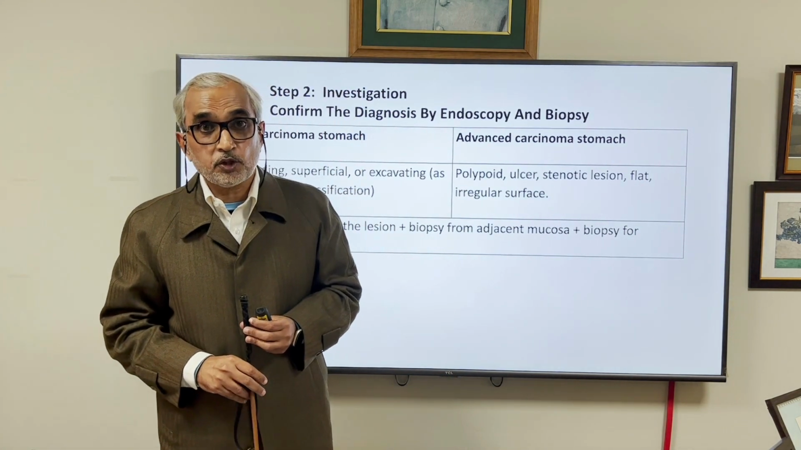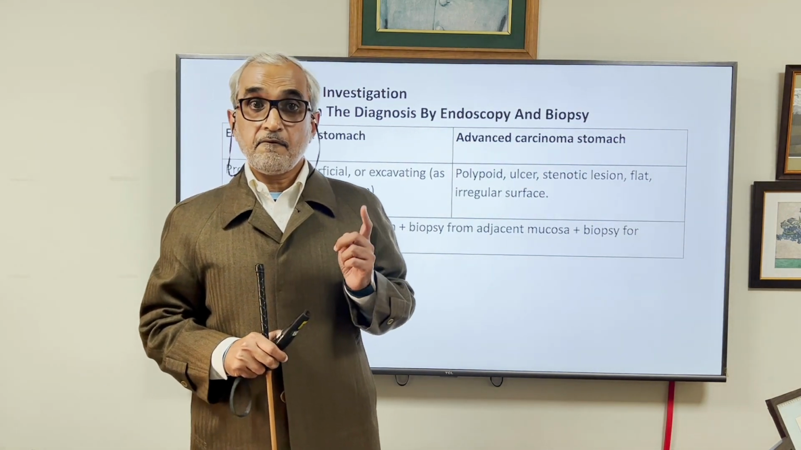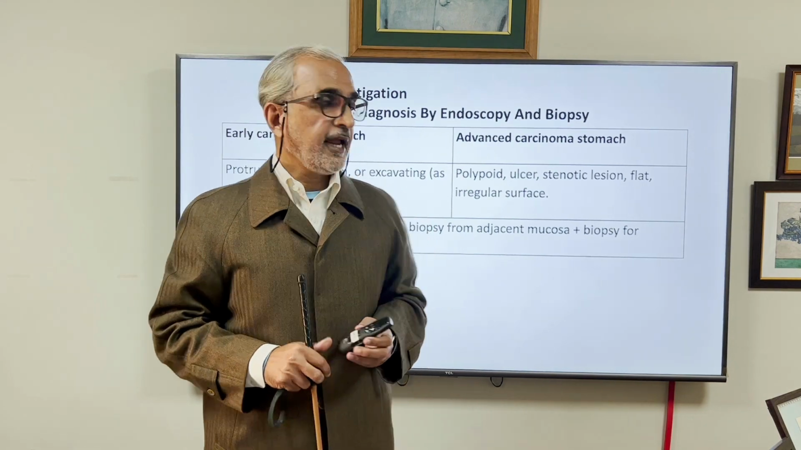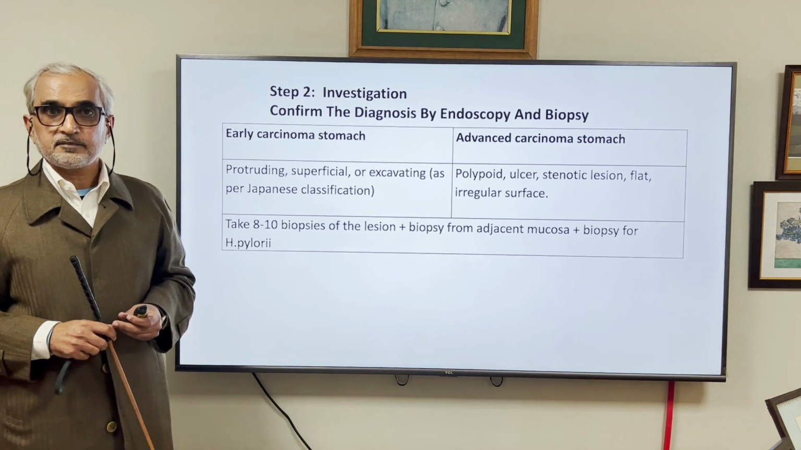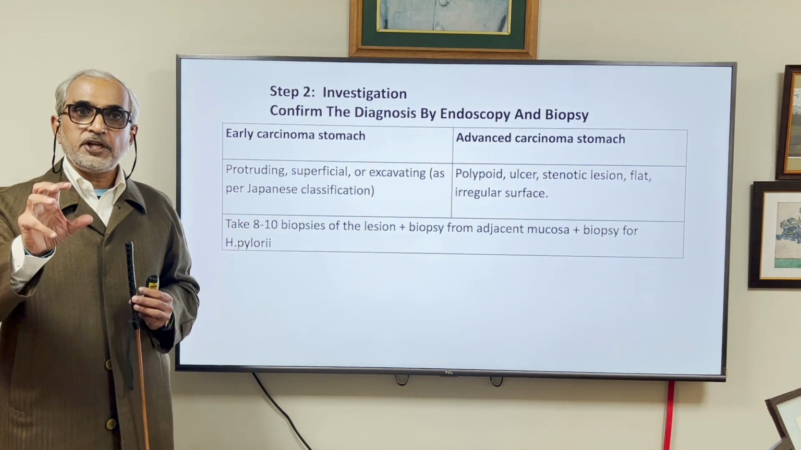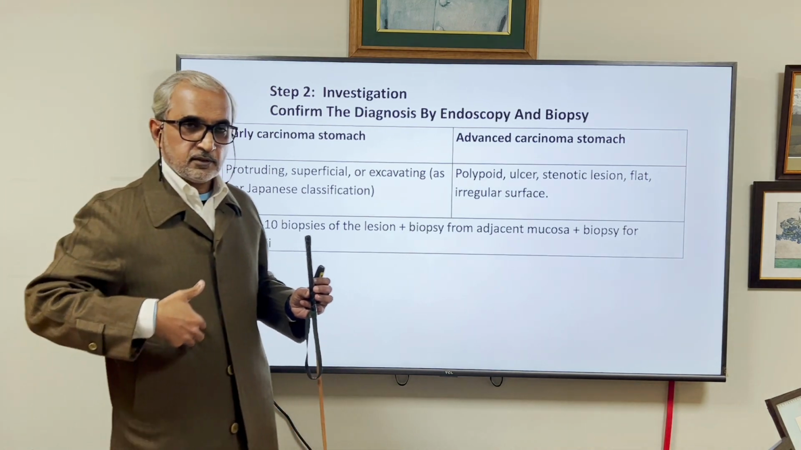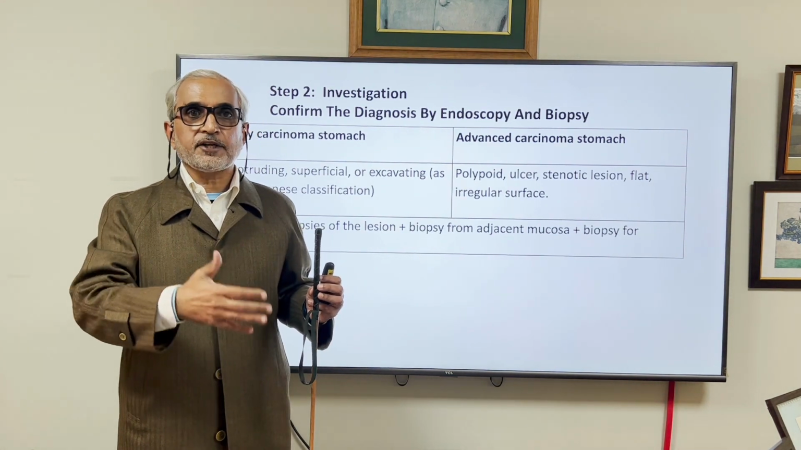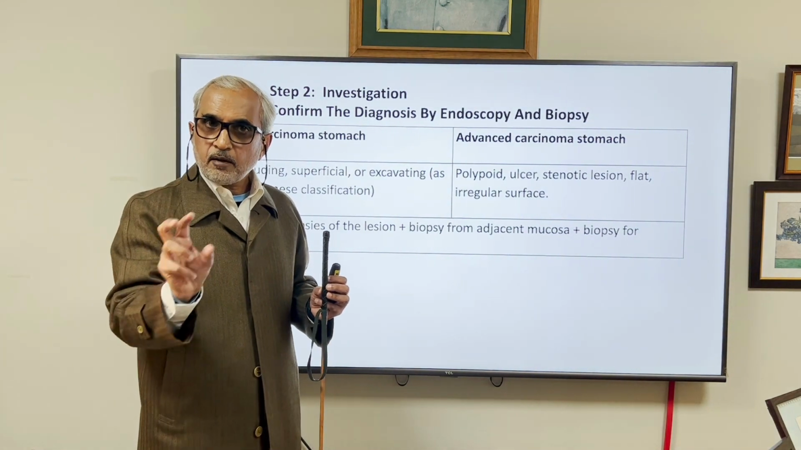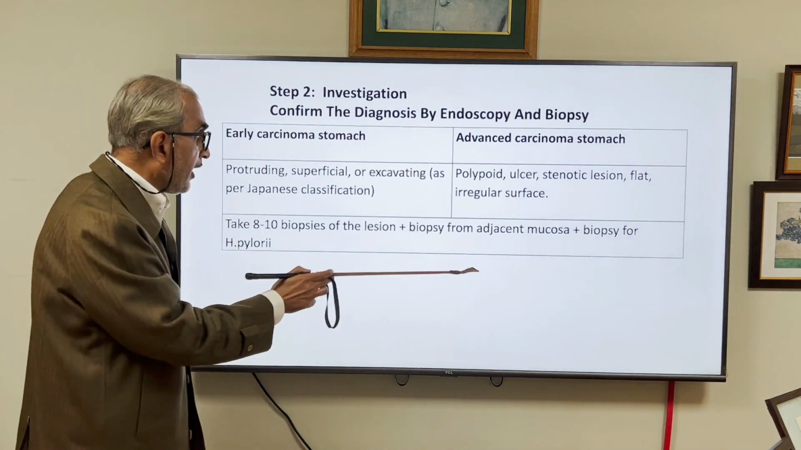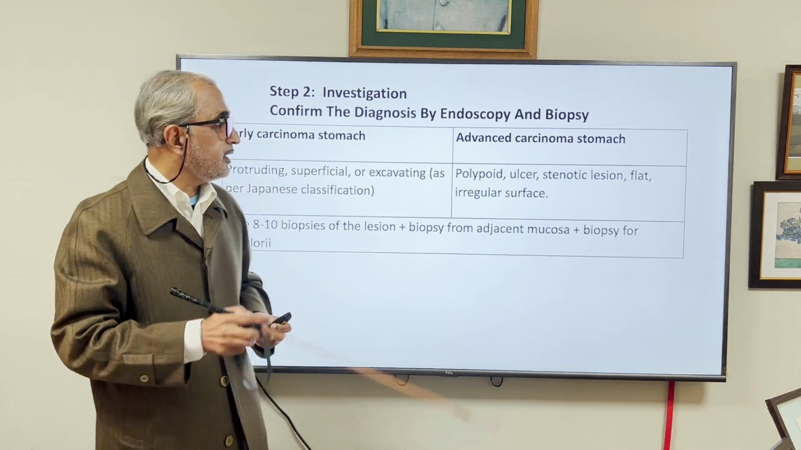Now it is very, very important. Once endoscopy is done, please don't take one biopsy specimen. 8 to 10 biopsies of the lesion are recommended so that the whole lesion is well represented. If it's an ulcer or a growth, you can divide it into 8 quadrants, and from each quadrant take a biopsy.